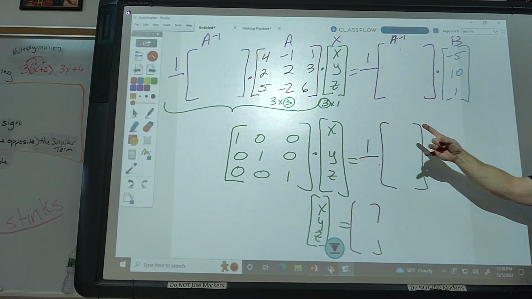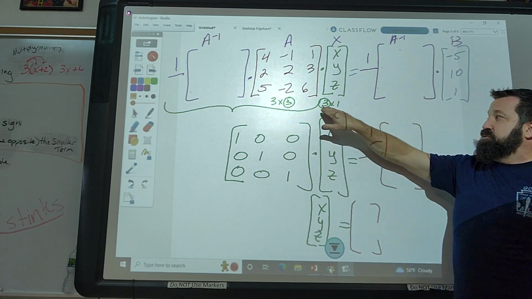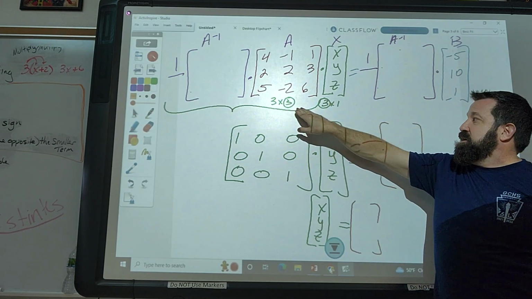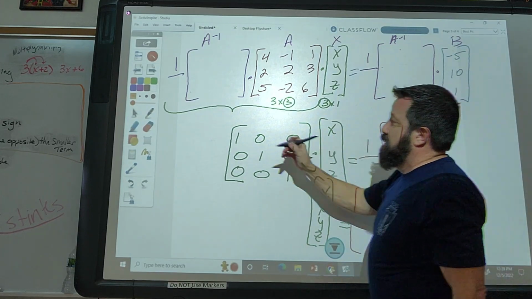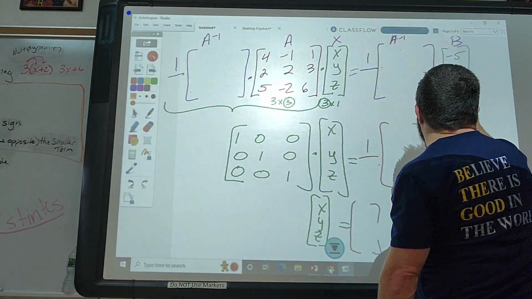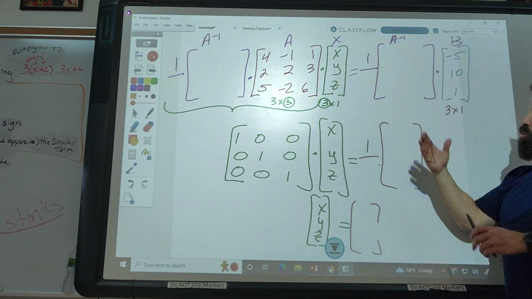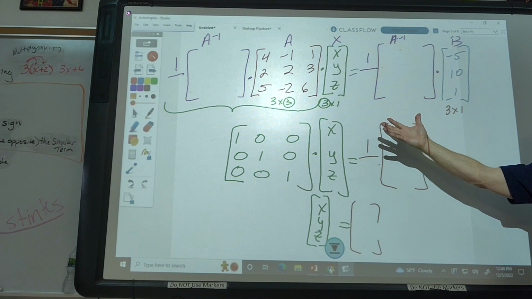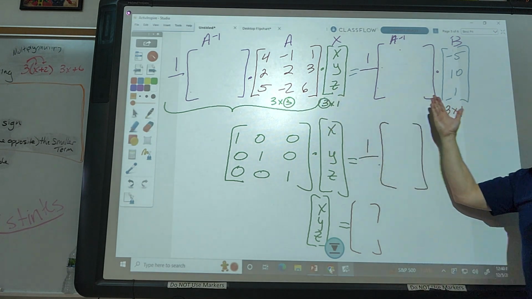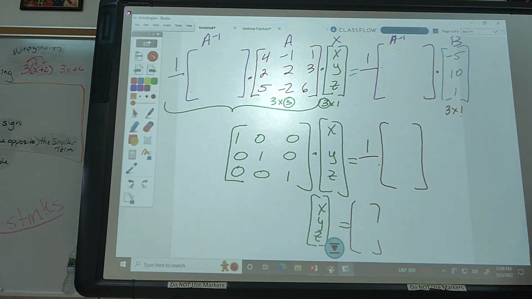Now notice, right now, I have a 3 by 3 times a 3 by 1. If you take a 3 by 3 times a 3 by 1, you should get a 3 by 1 for an answer. And over here, what I have right now is a 3 by 1. So right now, this math problem makes sense when you think about matrices. A 3 by 3 times a 3 by 1 would indeed give me a 3 by 1 for an answer. Okay? So here's the hard part.